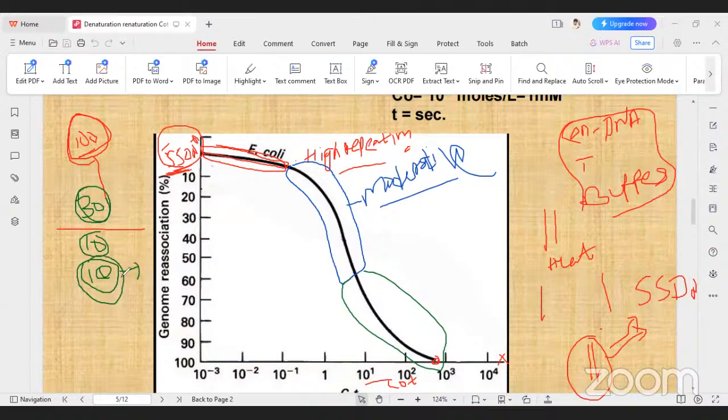In this context, first of all, the high repetitive DNA immediately reassociates. Now some of the content, the single stranded DNA, is reduced. And again, the remaining moderate DNA also reassociates. And again, the DNA strands decrease. Finally, the low repetitive DNA, now all of it gets reassociated.